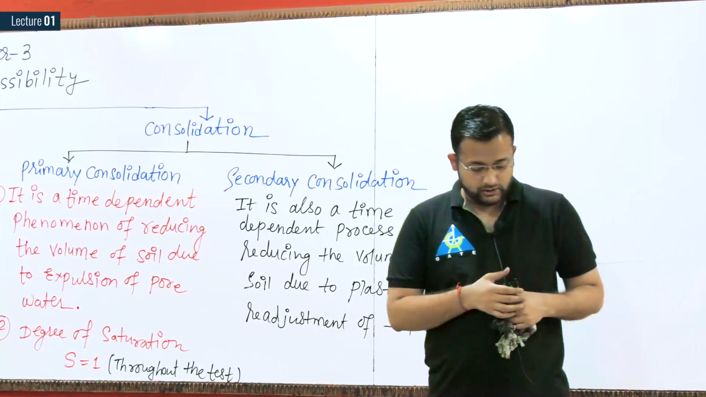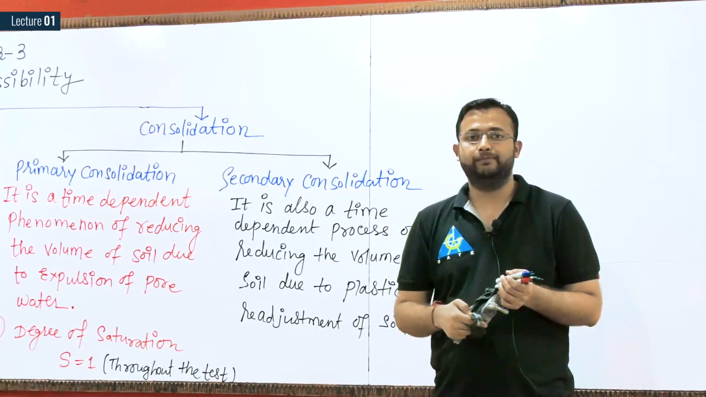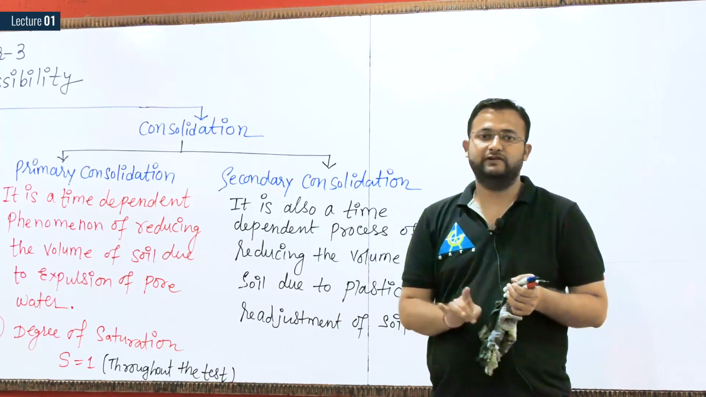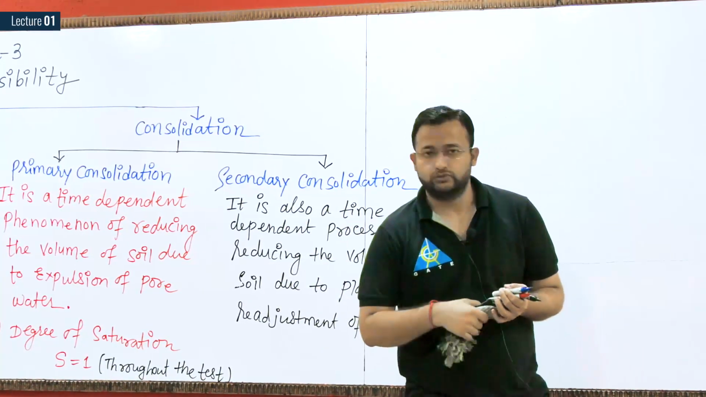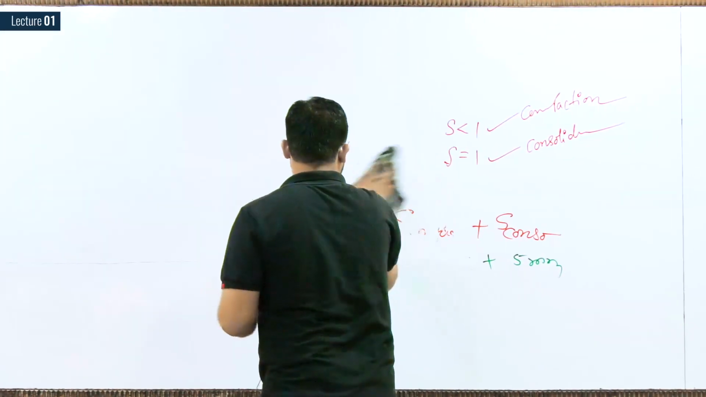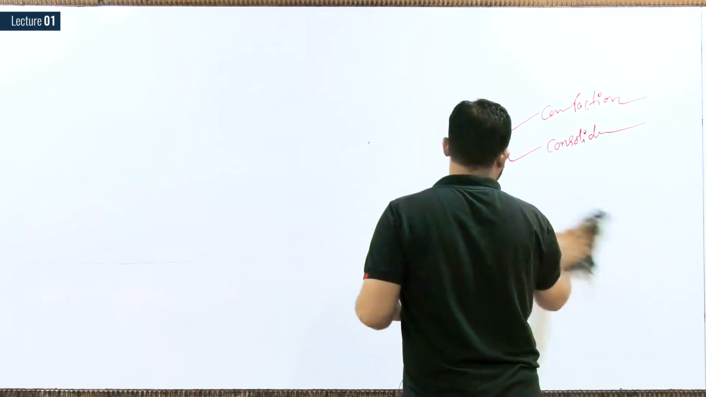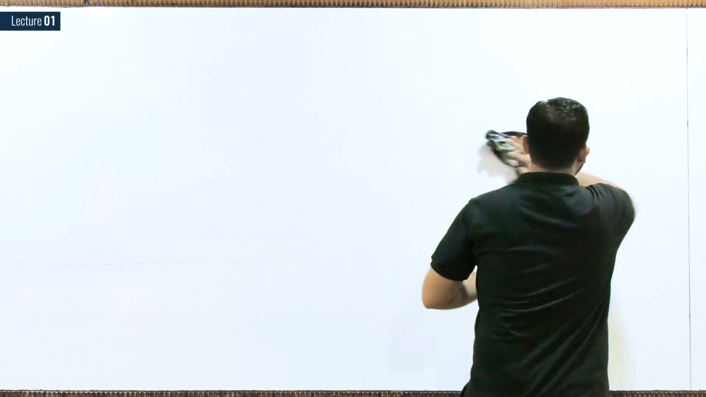Clear? So these are the 3 stages of compressibility of the soil. First compaction will occur, second primary consolidation will occur, and then secondary consolidation will occur. Now I want to write the process of compressibility which we have discussed. So please note down with me.